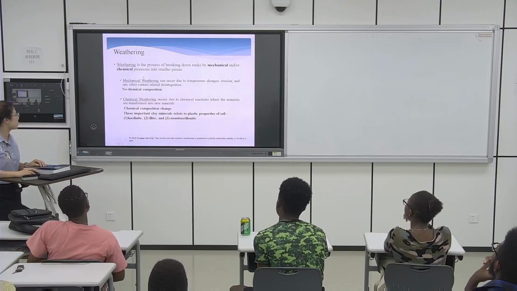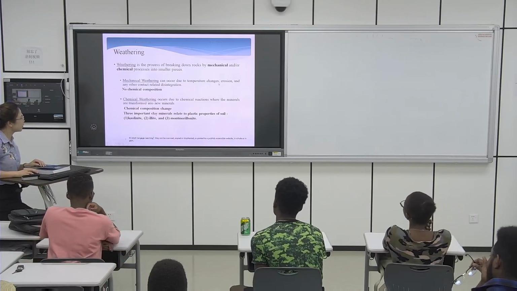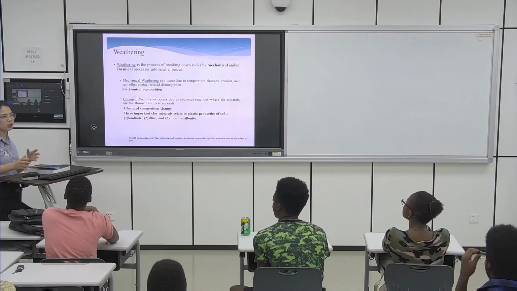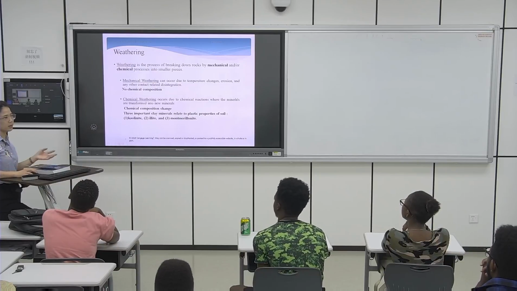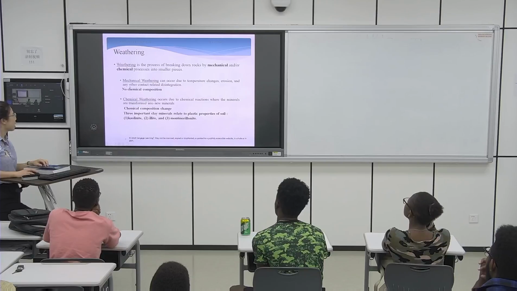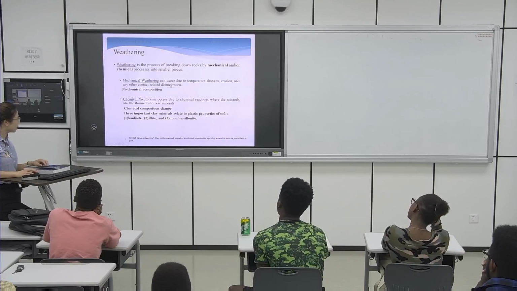We have two processes. Mechanical weathering can occur due to temperature change, erosion. For example, some rocks near the sea, because of the water flushing again and again, and some chemical stuff in the sea water. So because of erosion and any other context related to the sea, disintegration. I don't know how to pronounce this long word. Disintegration. Okay, thanks.